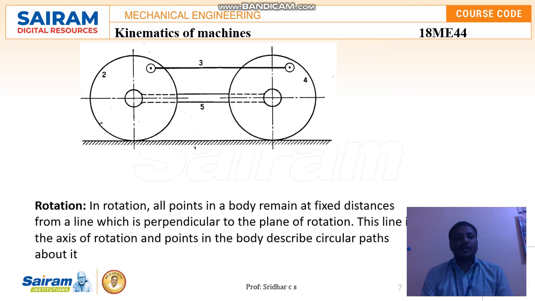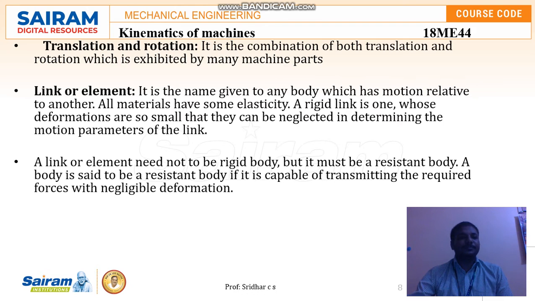Rotation means all the points in a body remain at fixed distances from a line which is perpendicular to the plane of rotation. This line is the axis of rotation, and the points in the body describe circular paths about it. So this is what we call rotation.